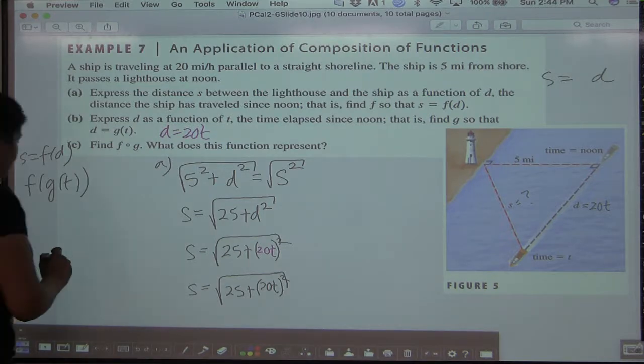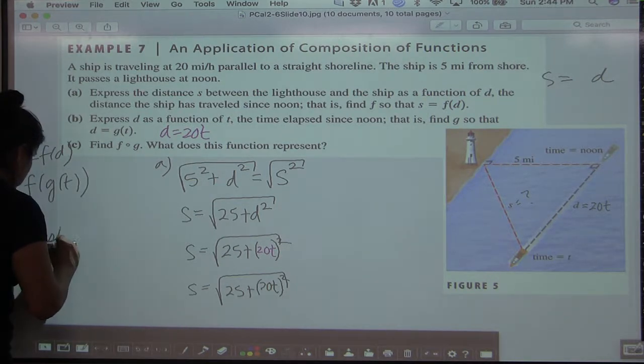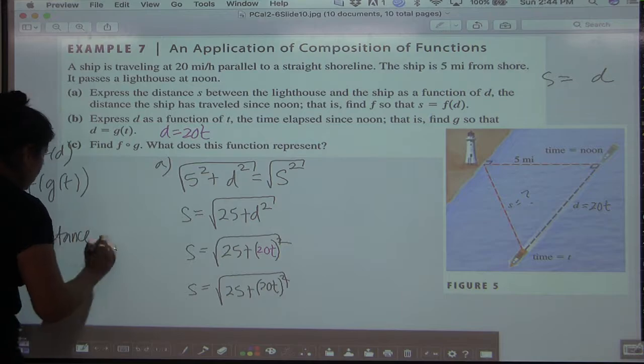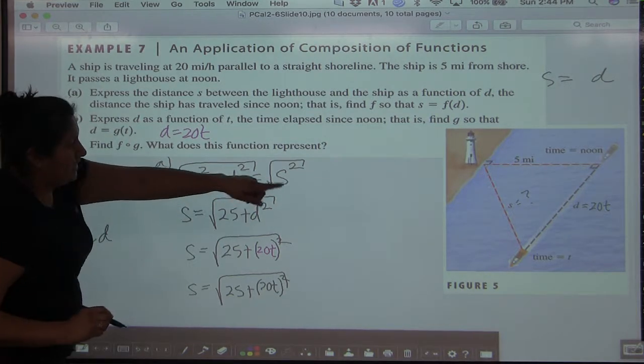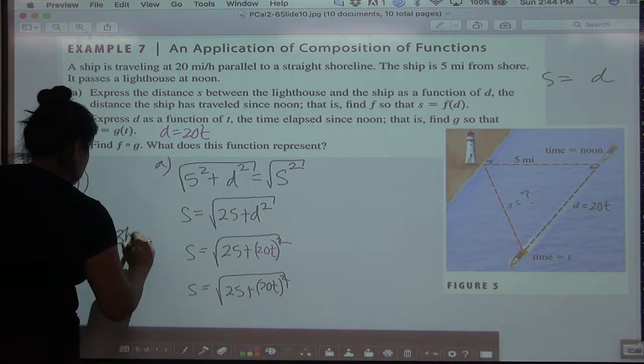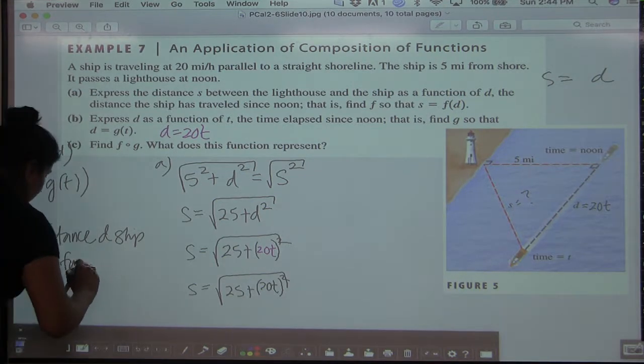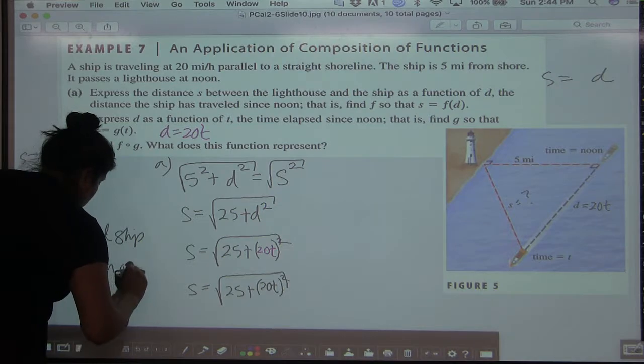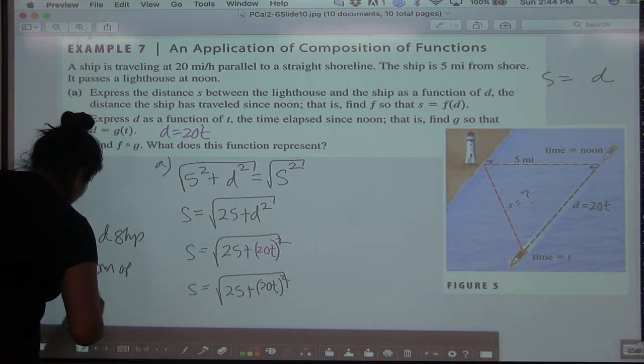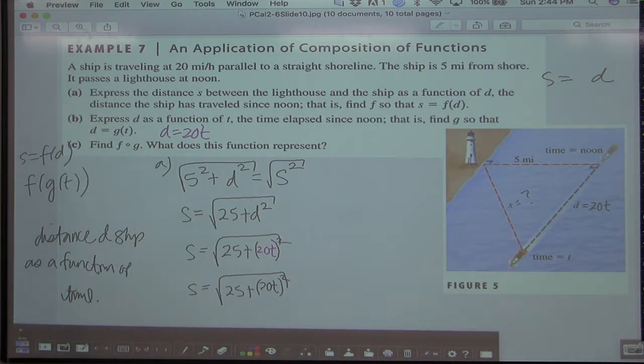So this would be the distance S, which is the distance of the ship from the lighthouse, as a function of time. And that is how the cookie crumbles.